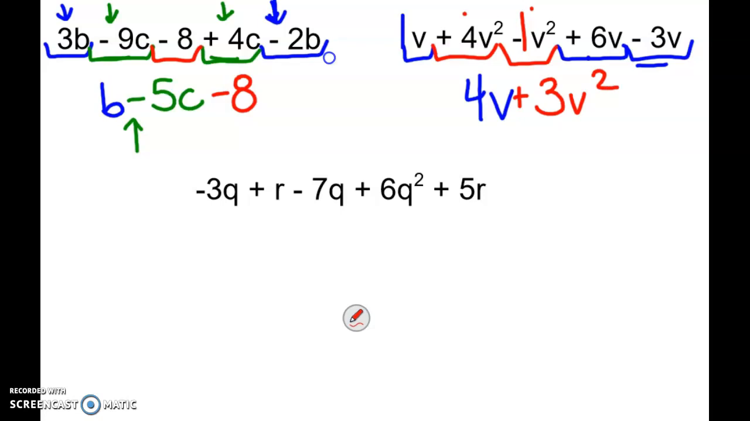Okay? All right. You do this last one. Looks like I have q's, r's, and a q squared there. So color code, find your like terms, and simplify.